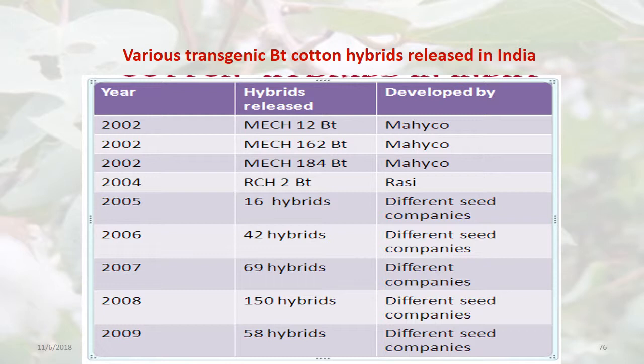Coming to popular hybrids released in 2002, these are BT cotton hybrids. MECH 12 BT by Mahyco. Then in the same year, MECH 162 BT and MECH 184 BT were released by Mahyco, which changed the scenario of BT cotton, widespread in India. Then in 2004, RCH 2 BT by Rasi company. Then in 2005, 16 hybrids by different companies, and recently Punjab Agricultural University developed PAU BT series hybrids, which became very popular.